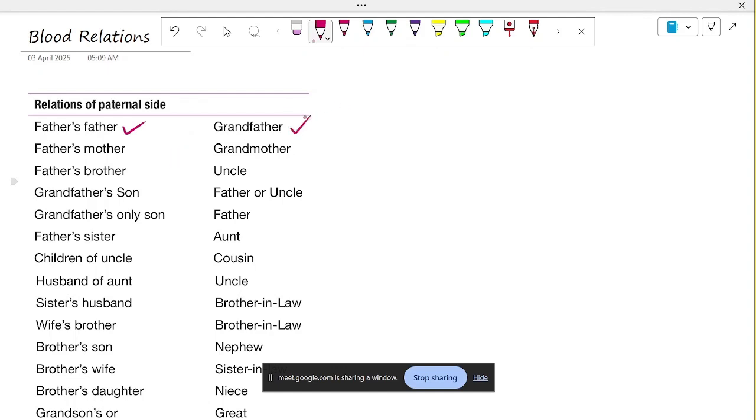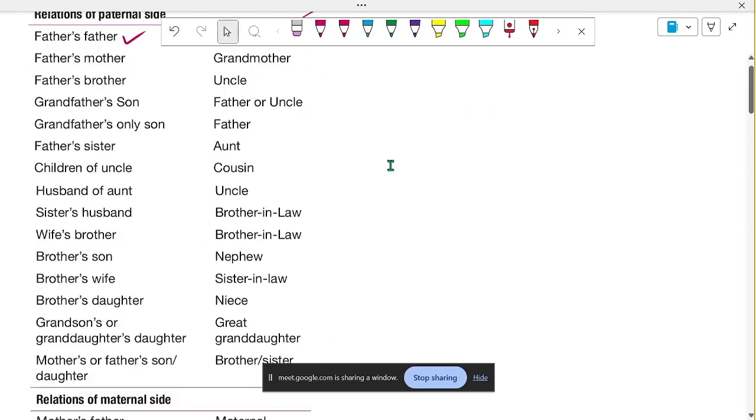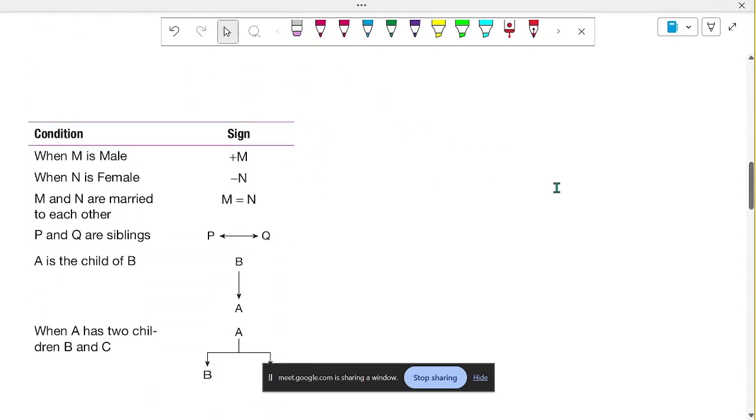Okay, but how do you draw the diagrams? You need to understand the diagrams for this. Just look at this, there are some instructions we have got here. If M is male, you will draw it plus M. If N is female, you will draw minus N. This sign indicates the gender and this is the name of the person.